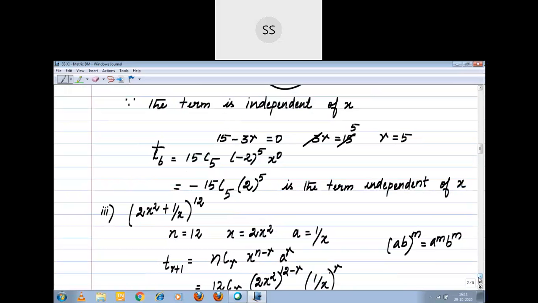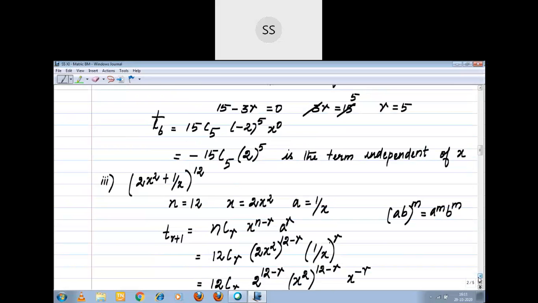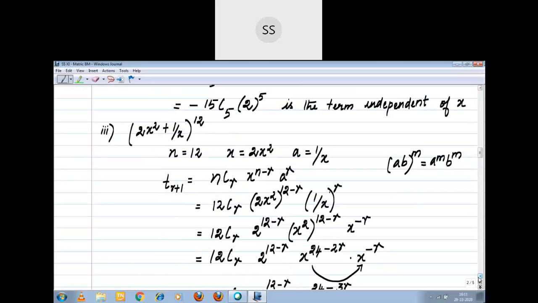Next, the third subdivision, n equal to 12, x is equal to 2x square, a equal to 1 by x. Again, law of exponent. 2 to the power 24 minus 2r, x power minus r. You have to go through slowly, children. 2x square the whole power 12 minus r, 1 by x the whole power r, 12Cr, 2 to the power 12 minus r, x square the whole power 12 minus r.